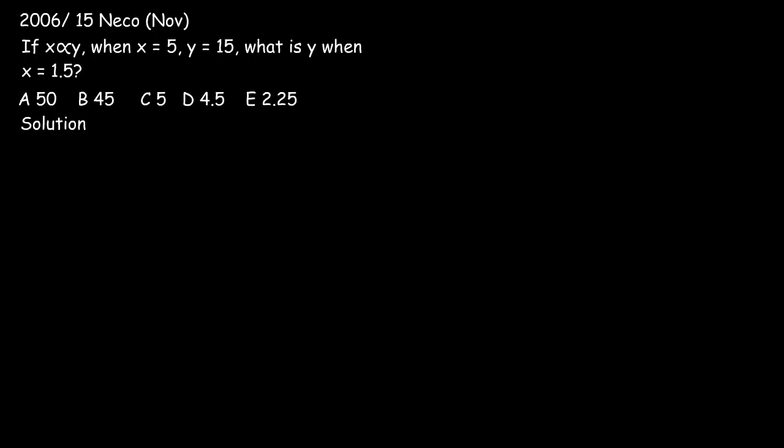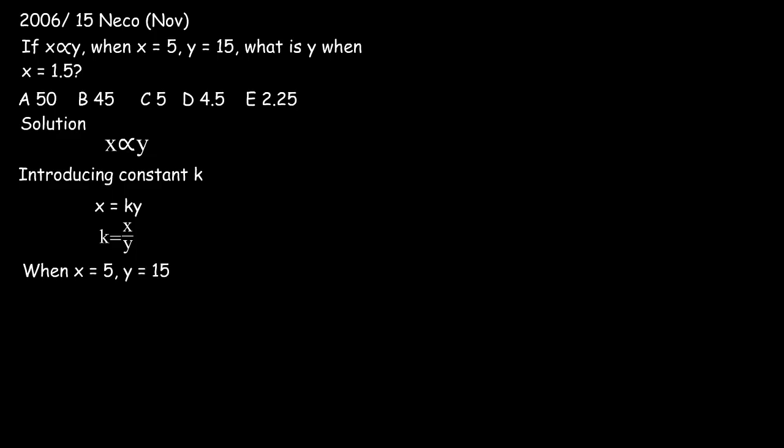We have a question from NECO 2006, and it states that if s varies directly as y, when s is equals to 5, y is equals to 15, what is y when s is equals to 1.5? And we're given the options. For our solution, s varies directly as y. Our first step is to introduce our constant of proportionality k. Introducing constant of proportionality, s will be equals to ky, and dividing both sides by y, k will be equals to s over y. We know that when s is equals to 5, y is equals to 15. So, substituting this into k equals to s over y, k will be equals to 5 over 15, which will make k to be equals to 1 over 3.